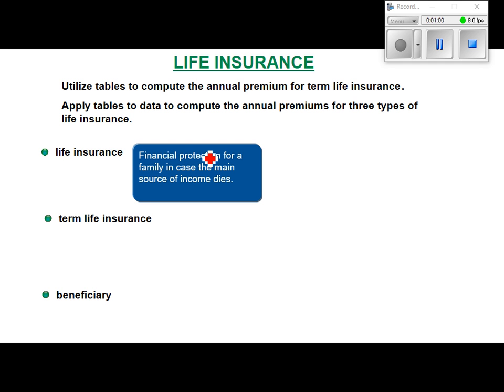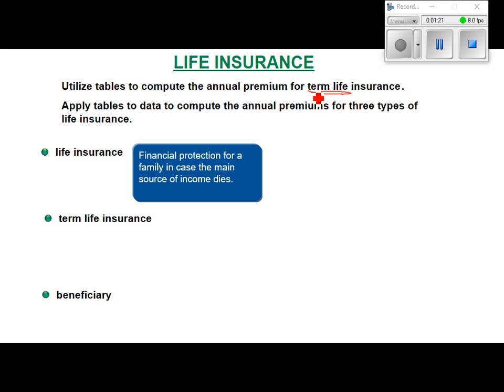First thing, what we're going to do: there are tables. We're going to talk about those tables, and be able to use those tables to compute the annual premium for term life insurance. That's one type of life insurance, term life. And then apply tables to data to compute annual premiums for 3 other types of life insurance.